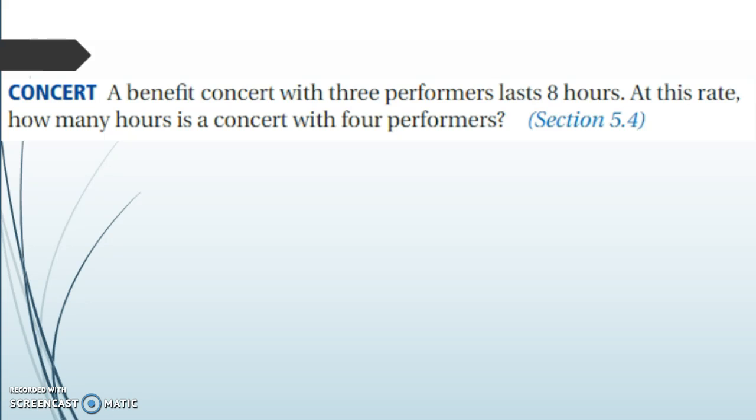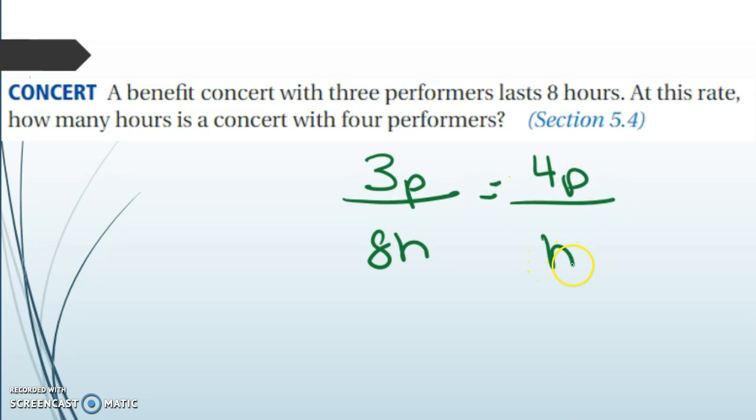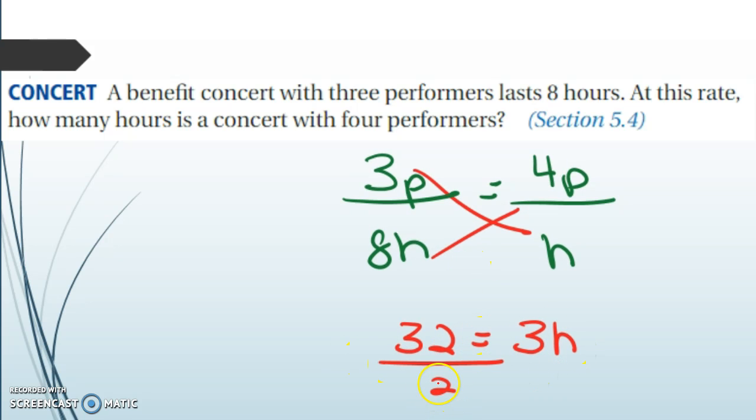All right, benefit concert with 3 performers lasts 8 hours. At this rate, how many hours is a concert with 4 performers? So we know that 3 performers is 8 hours. And we want to know how long it would be with 4. So I do my cross product. 32 is equal to 3h, divided by 3, divided by 3.